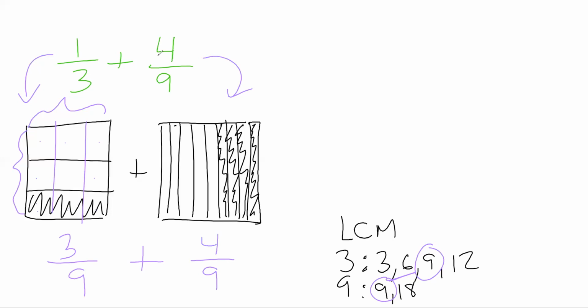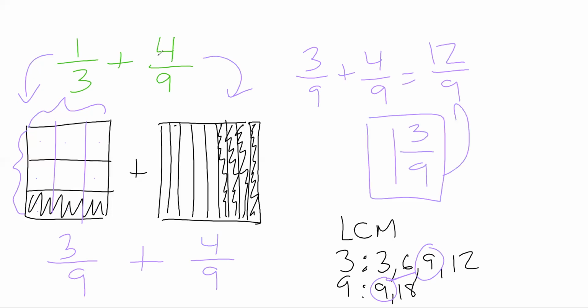So now that these are ninths, let's just put it together. 3 ninths plus 4 ninths equals 12 ninths, right? Denominator stays the same. And what that really is, I need 9 pieces to make a whole. So that would be 1 whole. And then there'd be 3 left over because I have 12 of them. So 3 out of 9. So there's your mixed number. Here's your top heavy or improper fraction. And there is how we can use addition for fractions that have unlike denominators.